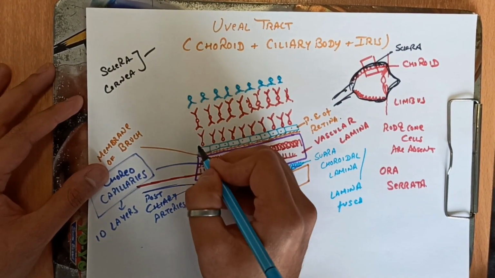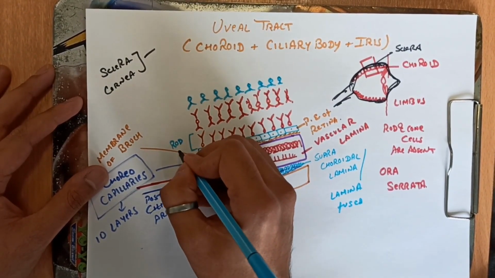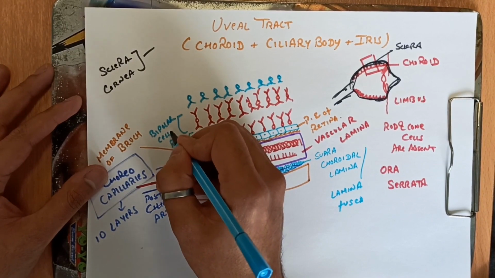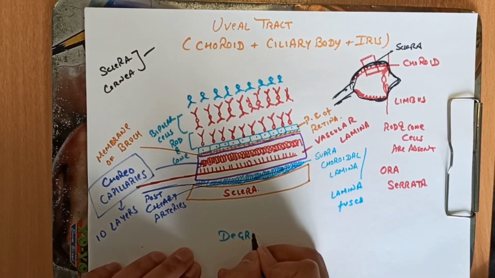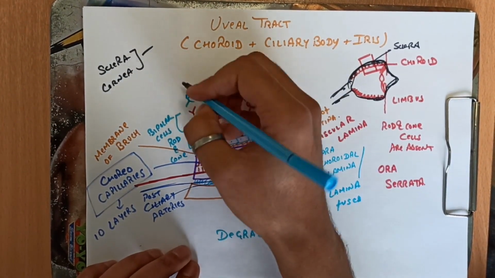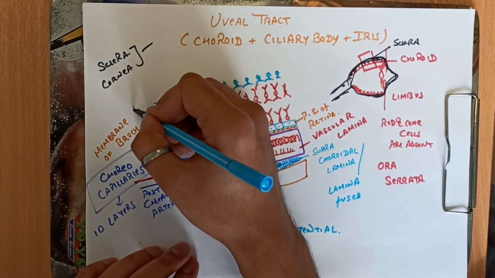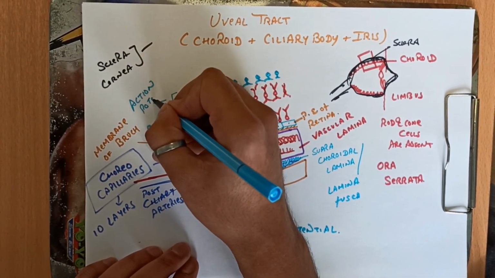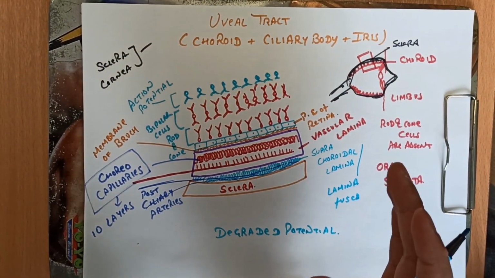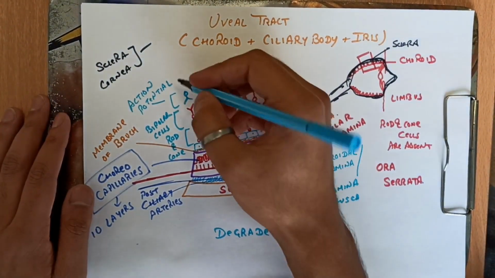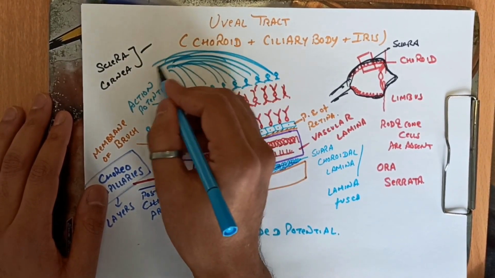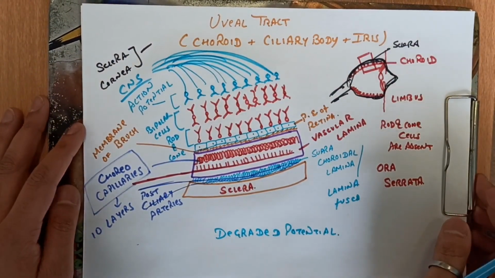It must be noted that rod and cone cells and bipolar cells produce graded potential, whereas the ganglionic cells produce the action potential, which converts the electromagnetic energy into electrochemical energy, and then these are the nerve fibers which will enter into the optic nerve and go to the CNS.